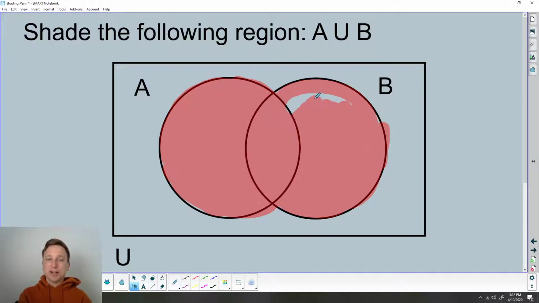As well as the overlap. Because if I'm having spaghetti or lasagna and I end up having both for dinner, that's not a bad thing either. So A union B. Again, these are pretty straightforward and will get more tedious and challenging as we go.